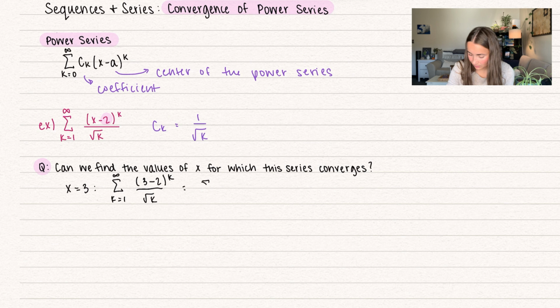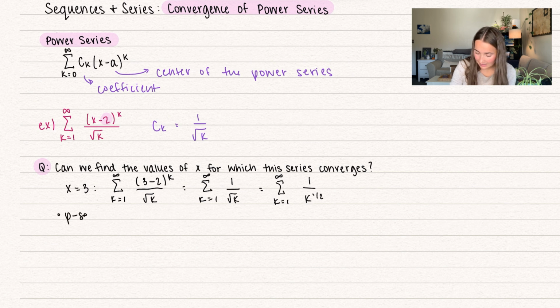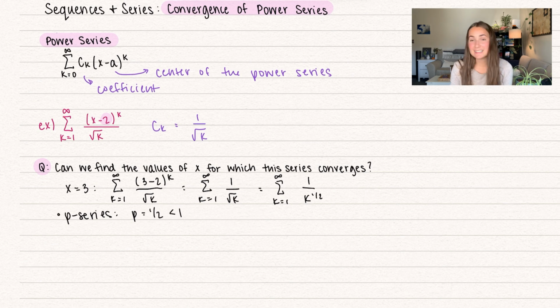If we simplify this, we know that 3 minus 2 is equal to 1. So we get 1 to the power of k divided by the square root of k. But 1 to the power of k is always equal to 1, no matter what power you raise it to. So this is equal to 1 over the square root of k. So we can identify what kind of series this is. If we rewrite it, we have the sum from k equals 1 to infinity of 1 over k to the 1/2. This is a p-series, so we can apply the p-series test. In this case, our p value is equal to 1/2, that's our exponent. And since this is less than 1, we know that this will diverge.